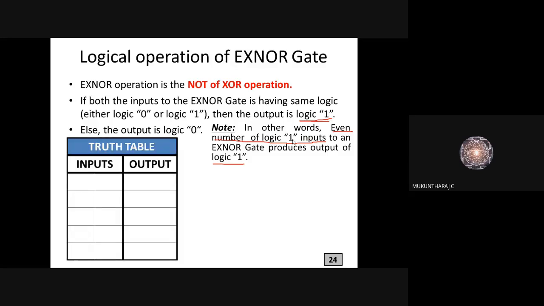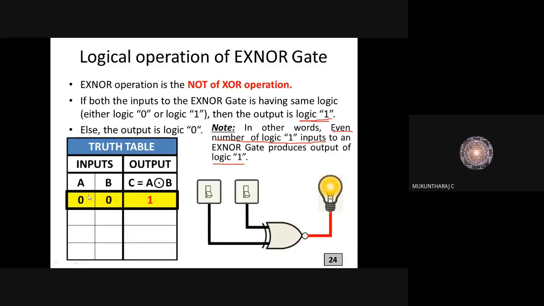Right? So this is the truth table for XNOR gate. The encircled dot represents XNOR operation. So the first combination 0 0 produces logic 1 because both the inputs are the same logic. Both input A and B have the same logic, that is logic 0. In this condition, XNOR gate produces logic 1 as the output.